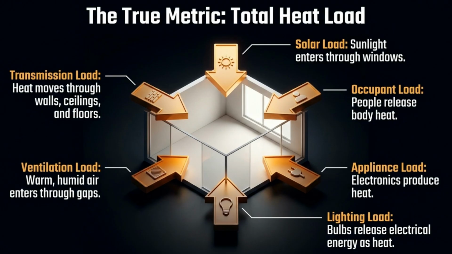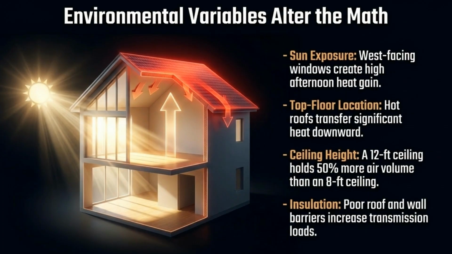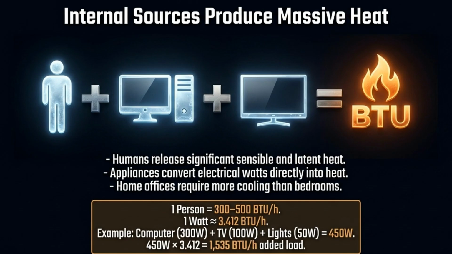This includes transmission, solar, occupant, ventilation, appliance, and lighting loads, all of which contribute to the heat trapped inside a room. Specific environmental variables alter the mathematical model. Sun exposure from the west, top floor heat gain, higher ceilings, and poor insulation all increase the total cooling load substantially. Internal sources like people and electronics generate massive heat.